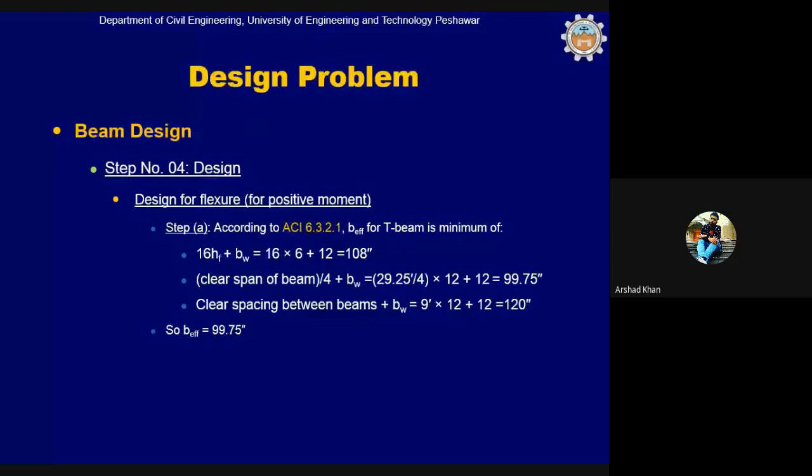Okay, so B effective for a T beam is the minimum of 16 inch times the slab thickness plus BW, clear span of the beam divided by 4 plus BW, and the center-to-center spacing between beams plus BW. This you know from your previous course. The minimum B effective comes out to be 99.75 inch for this beam.